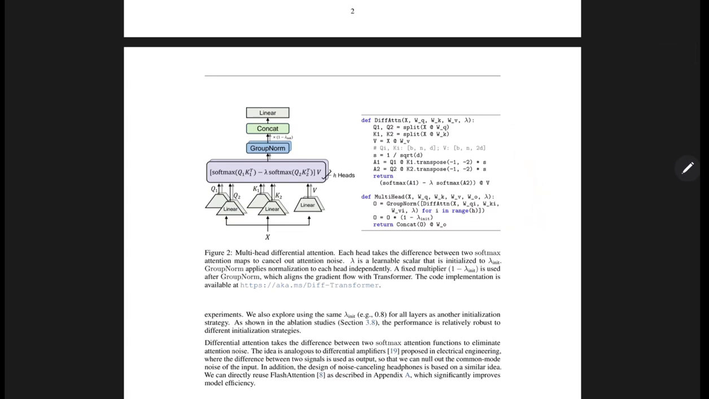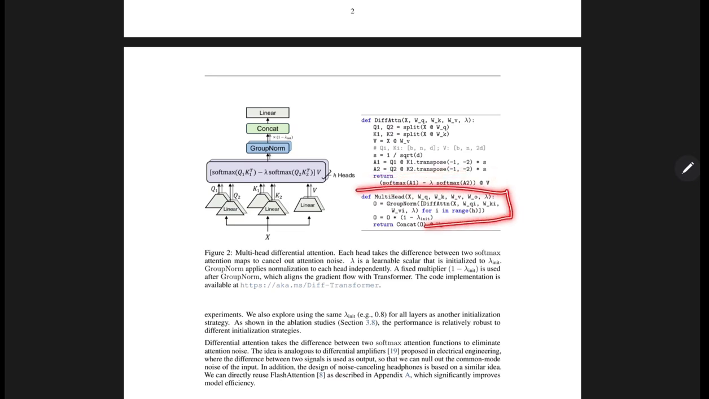If you see, we are getting the query and the key values from here. The splitting, we are partitioning into two, and then we are calculating the value. Once we calculate the S, things are really simple. We have attention 1, attention 2, and then we are getting the softmax for this along with lambda and multiplying it with V. So simple as that.